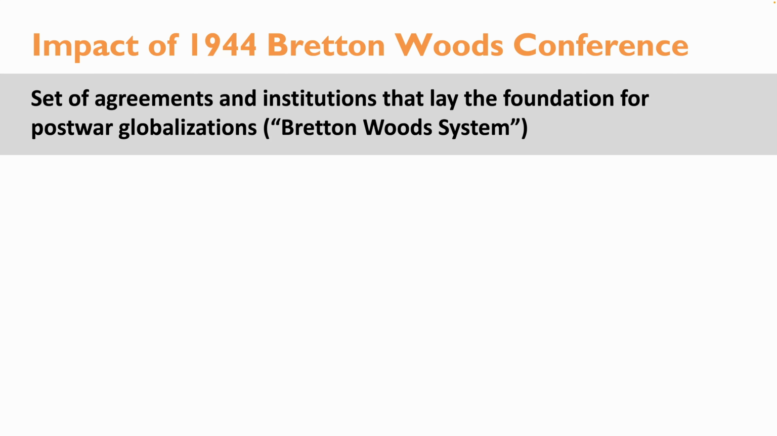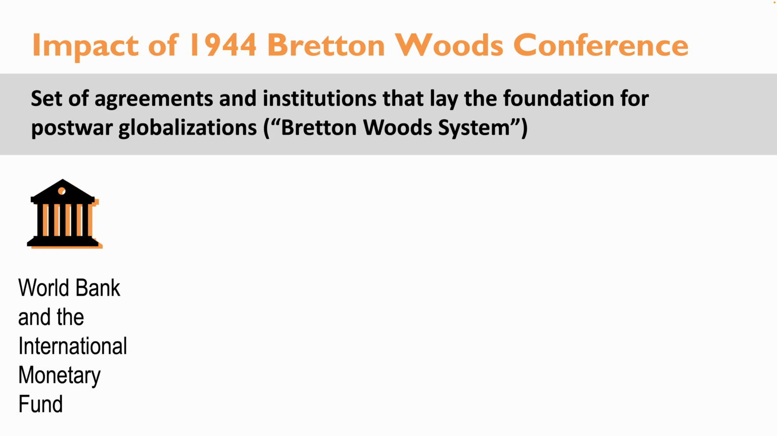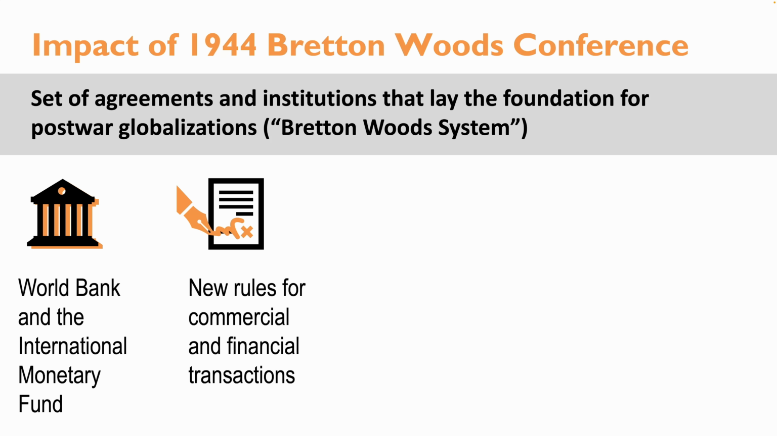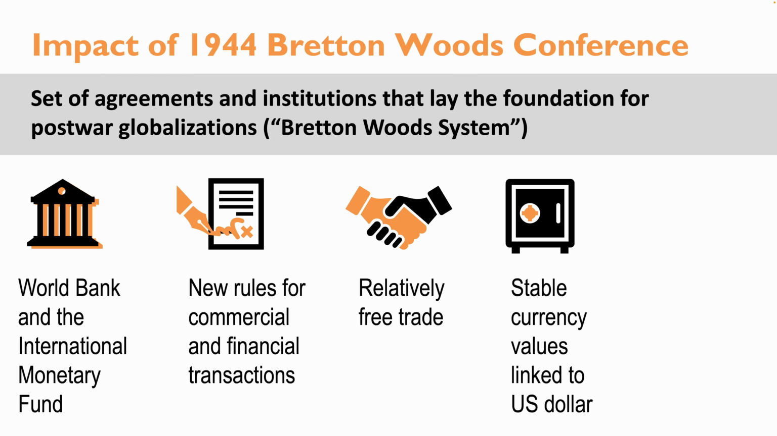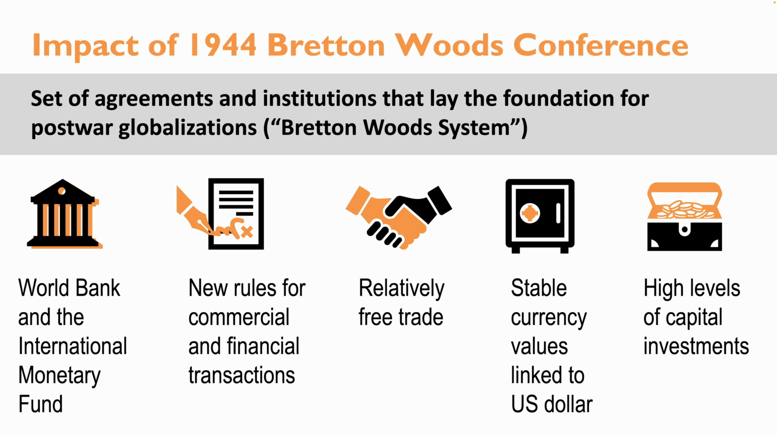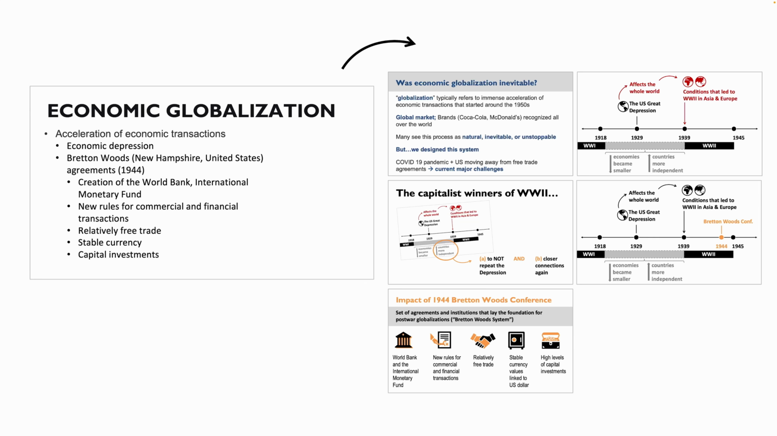At this conference, they forged a set of agreements and institutions that laid the foundation for post-war globalization. These included the creation of the World Bank and the International Monetary Fund. This Bretton Woods system negotiated the rules of commercial and financial dealings among the major capitalist countries, while promoting relatively free trade, stable currency values linked to the US dollar, and high levels of capital investment. And there we go, end scene.